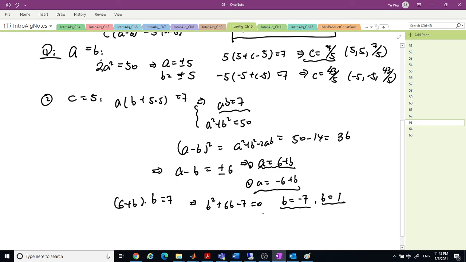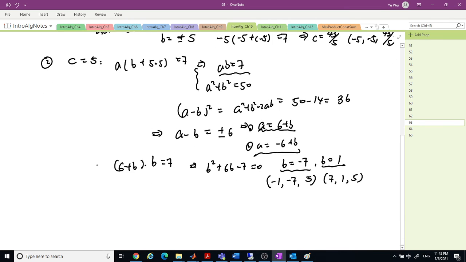Okay, so the final solution, we know for this one, we have A equals 6 plus B, right? 6 plus B is -1, -7, and 5. A equals 6 plus B, so it's 7 and 1 and 5. Okay, that's the first case.